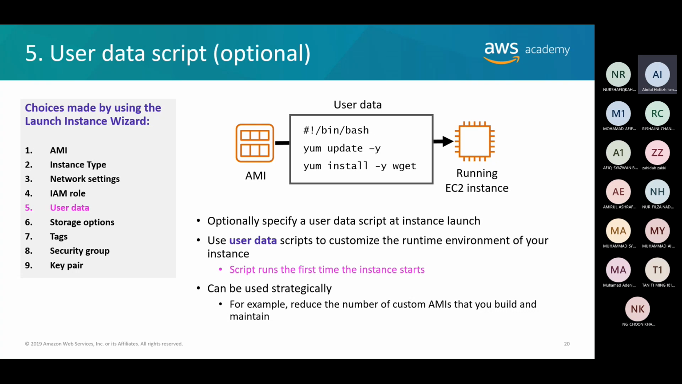So when the EC2 instance is created, the user data script will run with root privilege during the final phase of the boot process, and on a Linux instance, it is run by the cloud init services. So on a Windows instance, it is run by the EC2 config, EC2 launch utility.